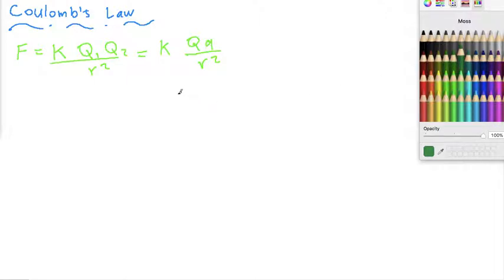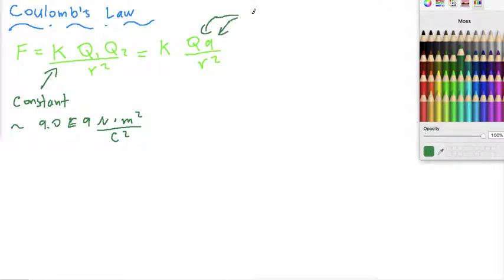Now, what k is, is just a constant, as I said earlier, and we're going to approximate it in most physics classes as 9.0 times 10 to the 9 newtons times meter squared over Coulomb squared. Big Q and little q are your charges, whose amount is going to be measured in coulombs, which is denoted as C. And then the radius, as our metric system defines it, is always going to be in meters, which is denoted as m.